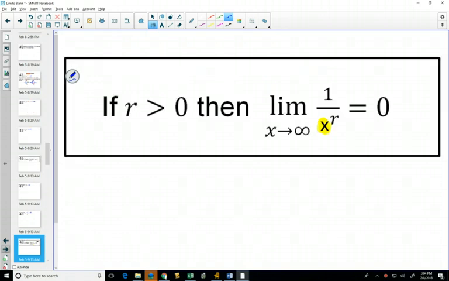So in general, and I think I've changed this. Did I change it to n in your notes? Okay. So you have an n here. It really doesn't matter. If r is a bigger number than 0 and you keep getting larger and larger and larger, your value is going to get closer and closer to 0.